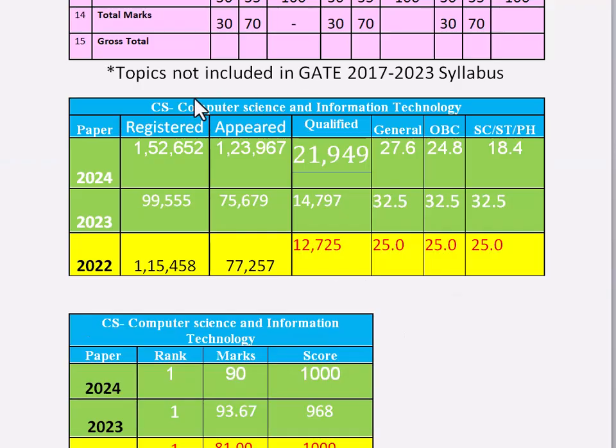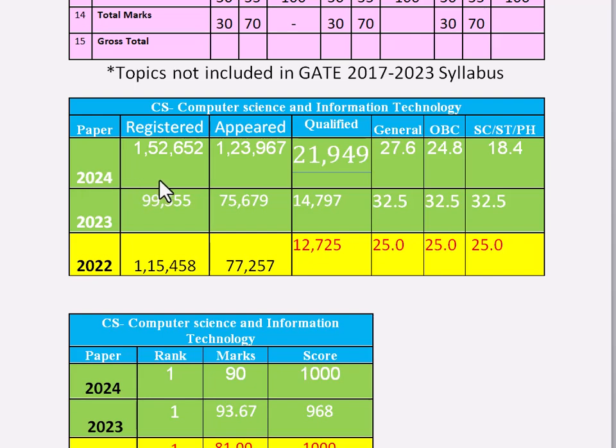Now let us see in 22, 23, 24 how many people were registered, how many people appeared and how many people qualified, and in the general category what is the cutoff mark, for OBC what is the cutoff mark, similarly for others what is the cutoff mark.